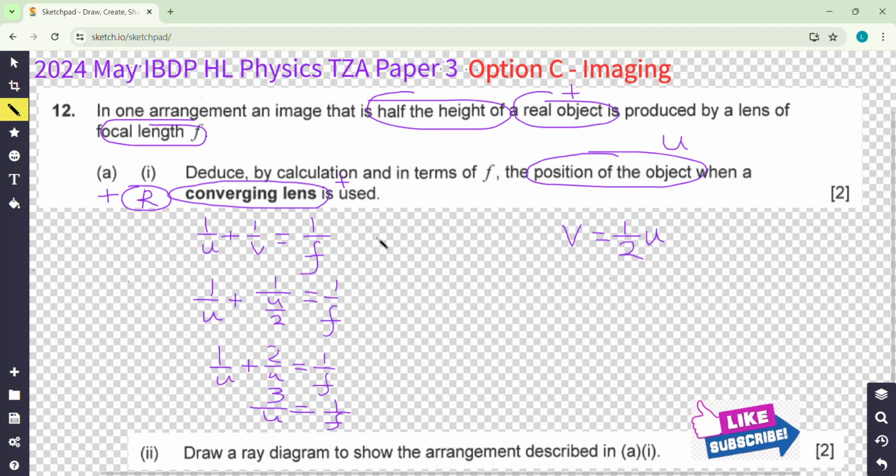So 3 over u equals 1 over f, so u equals 3f, three times the focal length. This is the crucial point, and also the answer. Then, draw a ray diagram to show the arrangement described. Just one thing: if u is wrong, this is a little bit sad because it is a carry-on problem. If you got u wrong, probably you can't get all 2 marks, you just keep 1. So remember this. Okay, u equals 3f. Crucial.